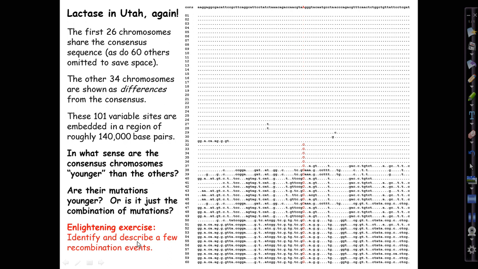A more enlightening exercise than arguing about the meaning of the word young might be to try to identify a few of the recombination events that can easily be found among these quote-unquote older, more variable chromosomes, where you can actually see where crossovers had happened in the past.